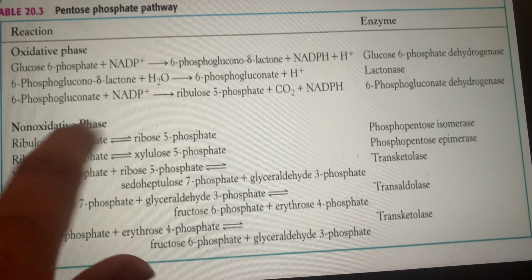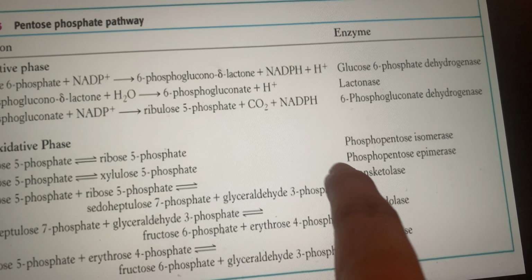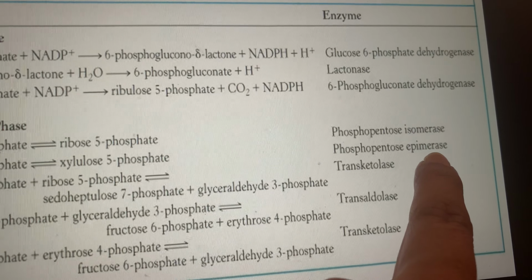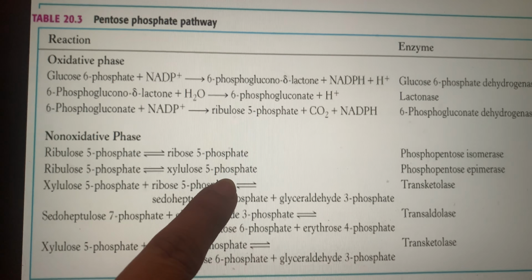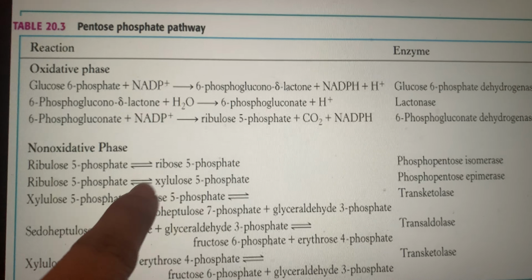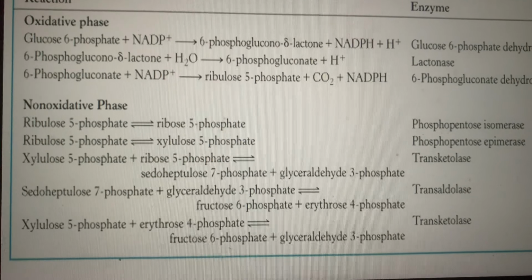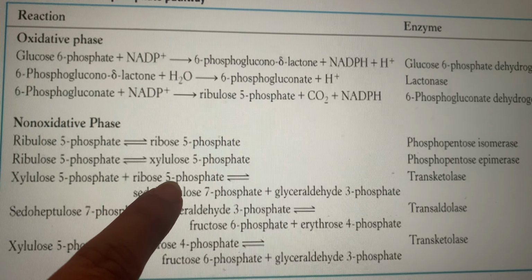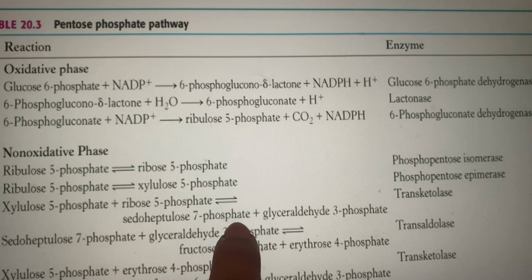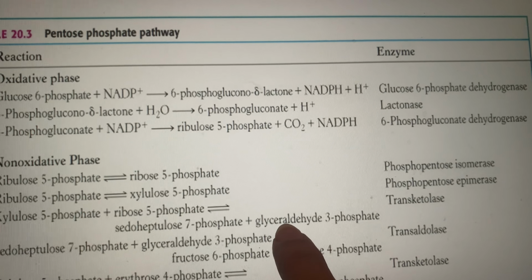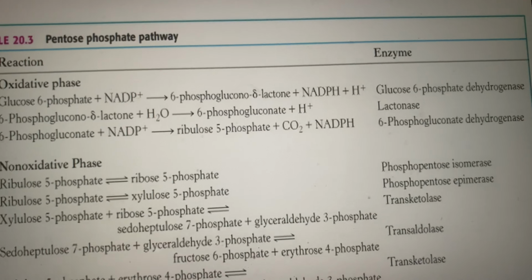This structure and this one are epimers of each other, because this reaction is happening in the presence of phosphopentose epimerase. So xylulose 5-phosphate is the epimer of ribulose 5-phosphate, and in the next step, along with ribose 5-phosphate, it gets converted into sedoheptulose 7-phosphate and 3 carbon containing glyceraldehyde 3-phosphate in the presence of transketolase.